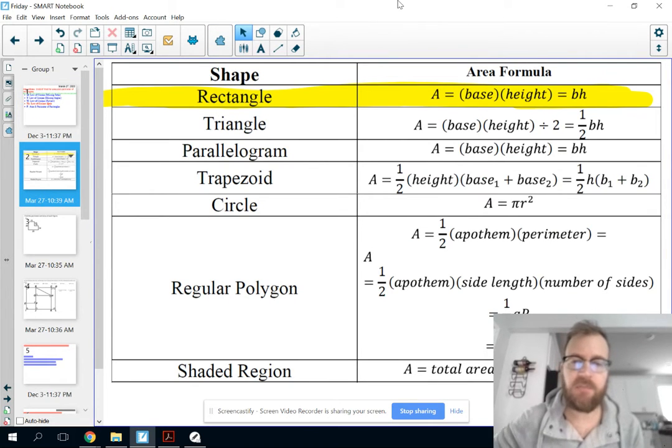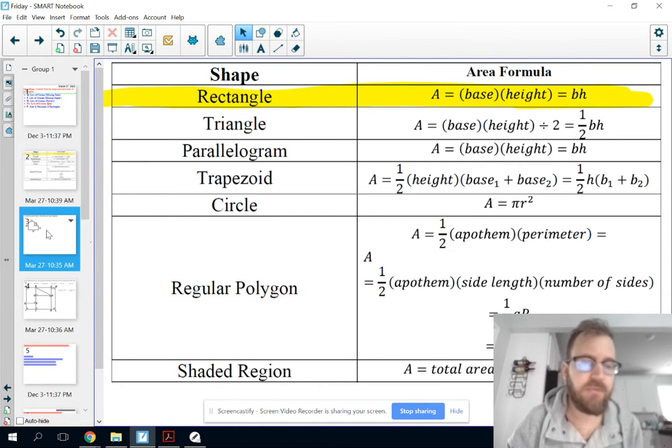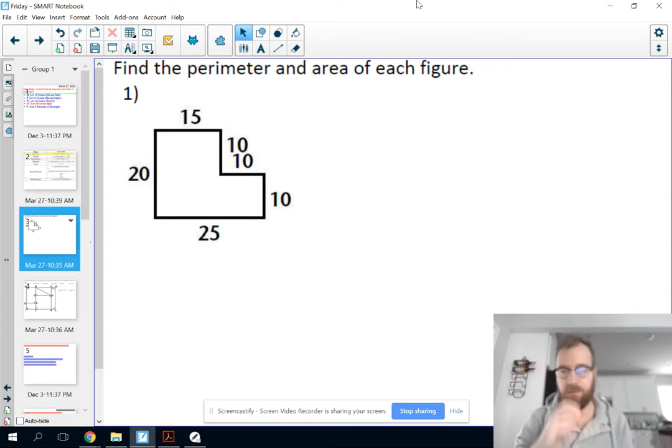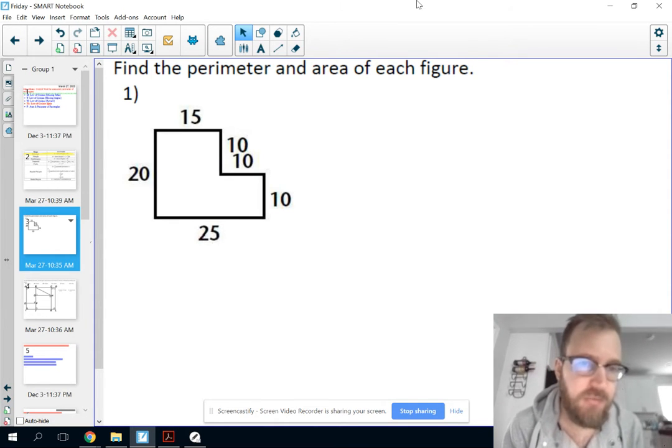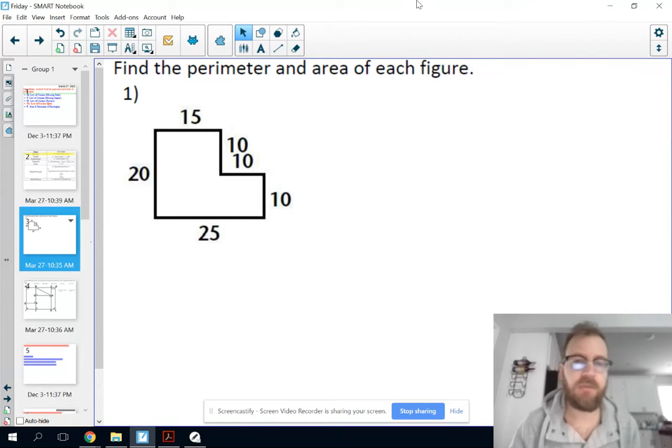So starting off, I'll post this formula sheet on Google Classroom, but we're going to be starting with the rectangles like we said. So your area formula is base times height. But rectangles are pretty straightforward, so most of our problems today are going to be rectangles within larger figures. So I'll post this worksheet as well after I'm done recording this video.